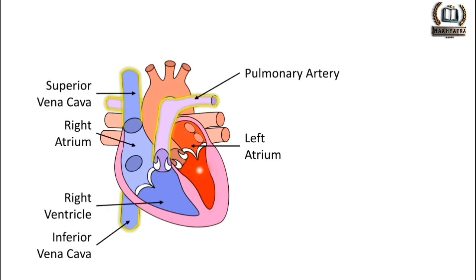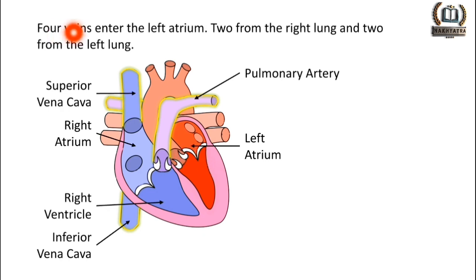And this is the left atrium, okay? So see here, four veins enter the left atrium. Two from the right lung and two from the left lung.